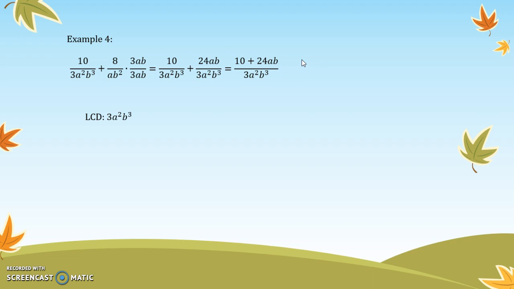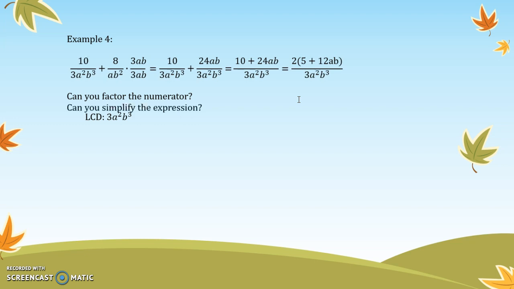Don't get caught up trying to add 10 plus 24ab and making it some crazy 34ab that I've seen before. So just keep them separate there. It's okay the way it is. Then we ask, can you factor the numerator? And I see we have a greatest common factor in our numerator of 2. So if I factor my numerator and divide each piece by 2, we end up with 5 plus 12ab.